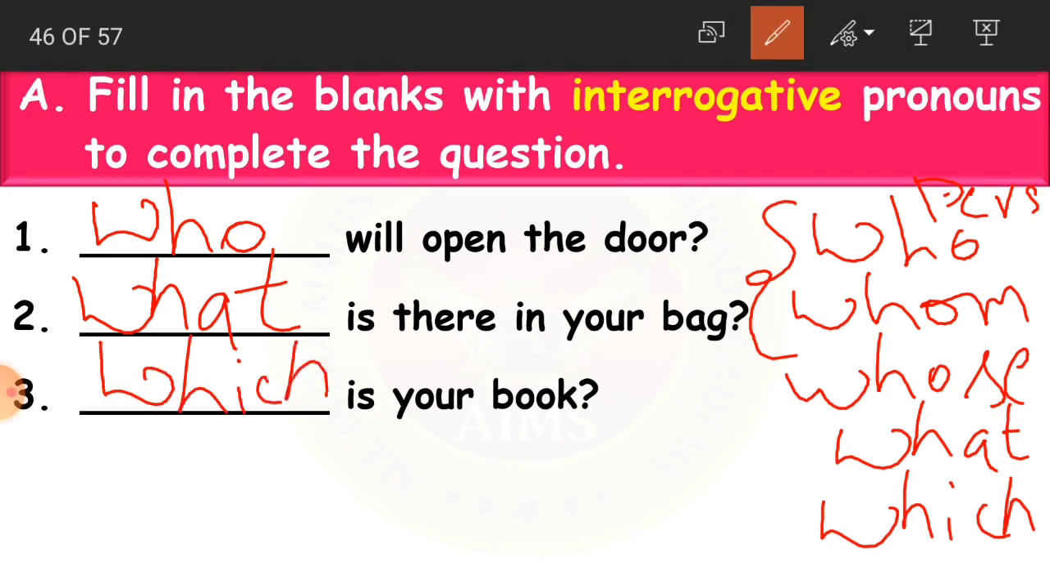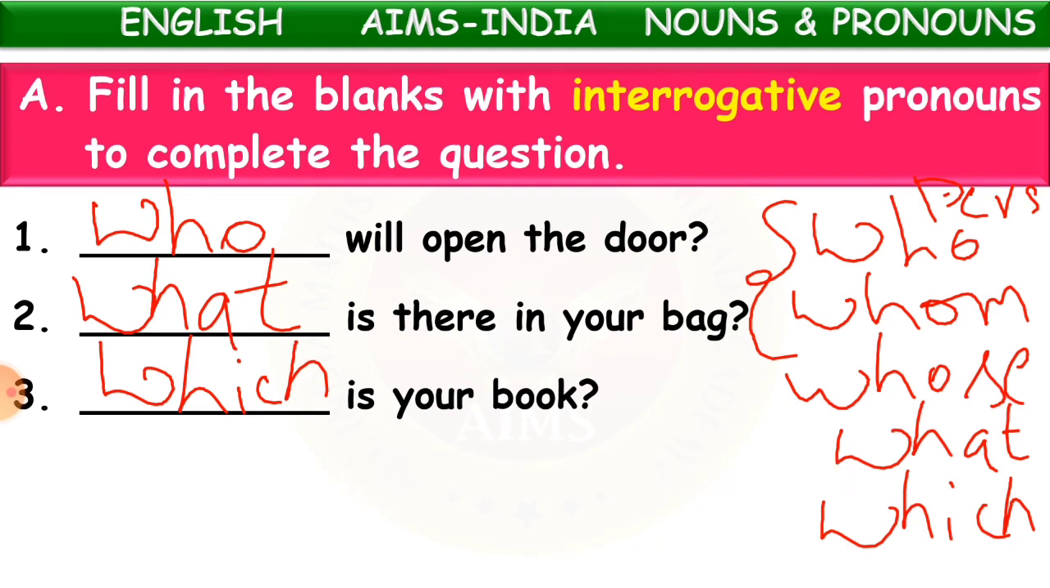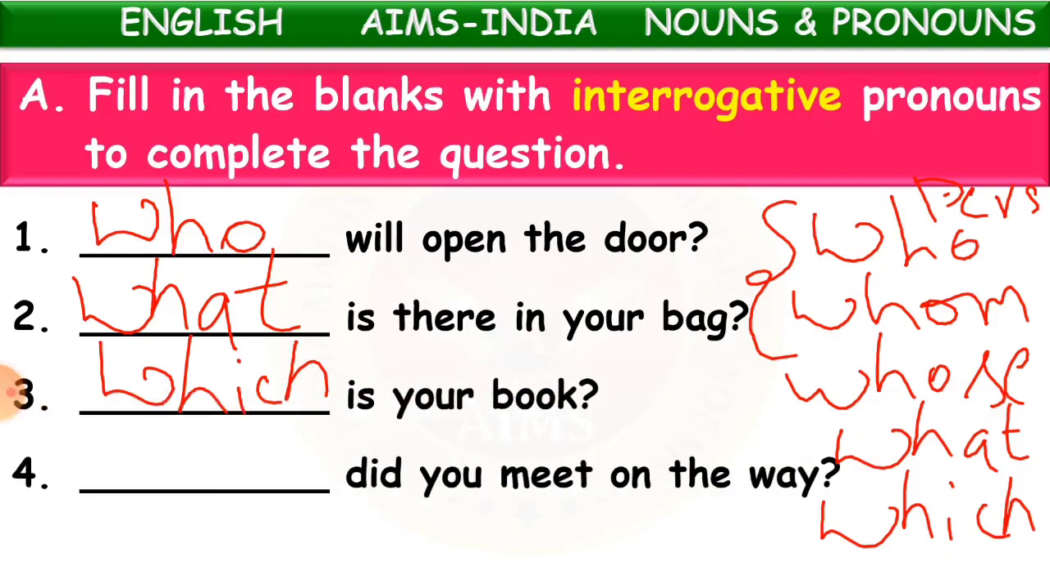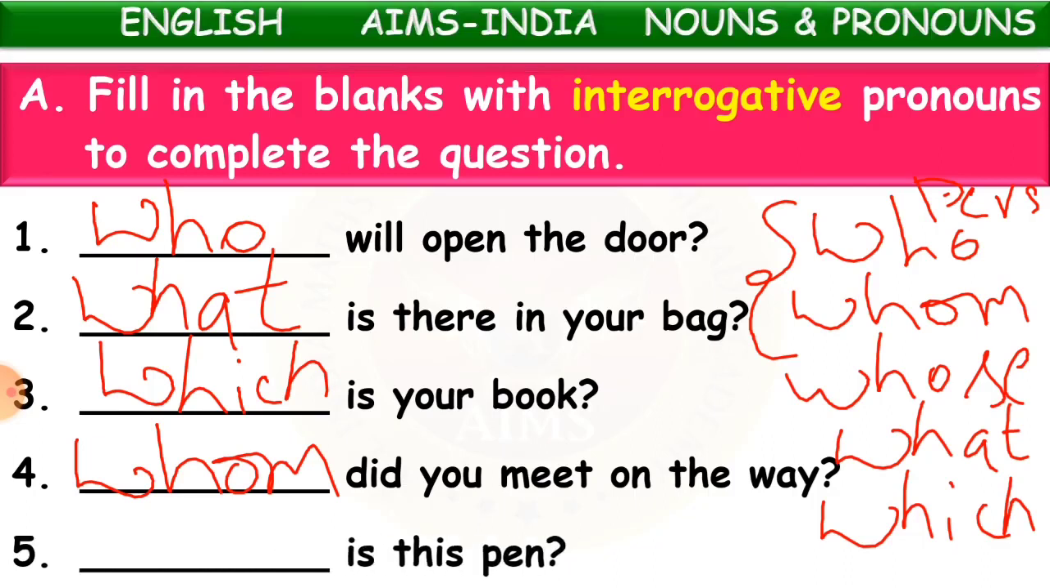Only which will come. Now the fourth question, dash did you meet on the way? As I said, for persons who, whom, whose. So which word will be suiting among these three? This is whom. So I'll just write it. Whom did you meet on the way? Clear?